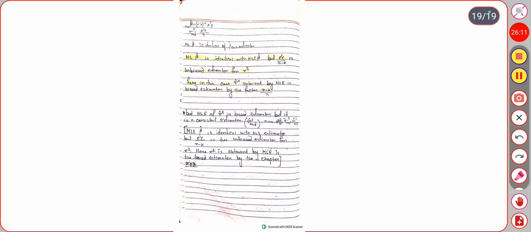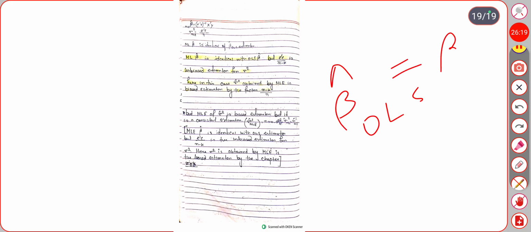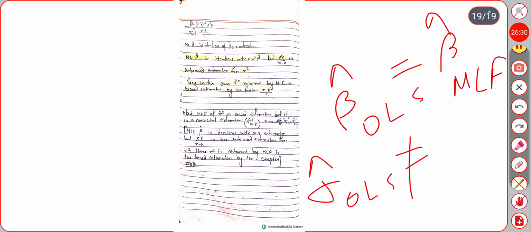But the problem is, beta hat OLS is equal to beta hat maximum likelihood estimation, but sigma hat square OLS is not equal to sigma hat square maximum likelihood estimation. So the MLE of sigma hat square is a biased estimator, but it is a consistent estimator.